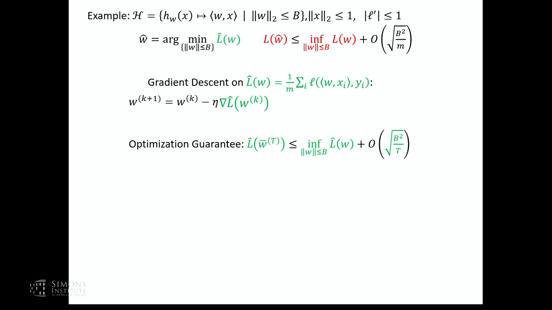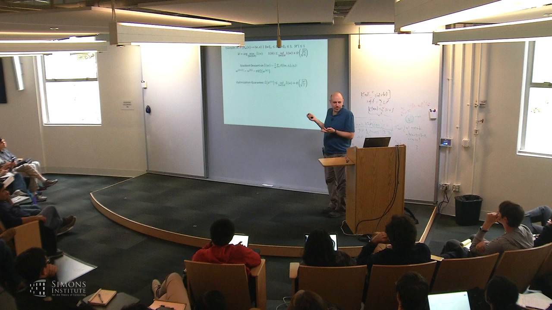Should we use gradient descent here? Yes? No? Come on. I was warned that the people are not very interactive, but I guess I can. What should we actually use here? How would you actually optimize this? How do you optimize the empirical objective here? With SGD, thank you, Seb.